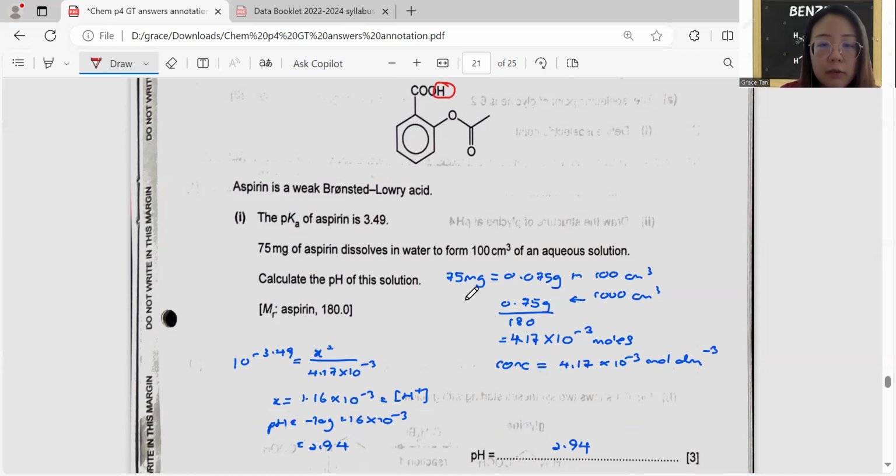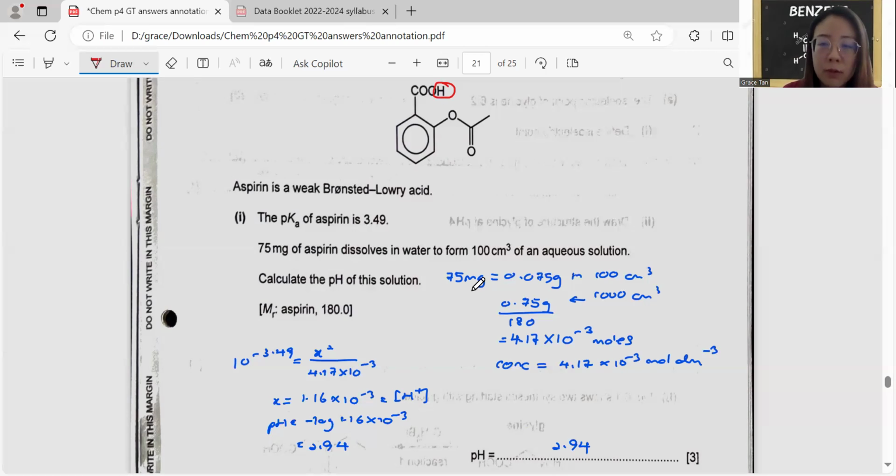So first, 75 milligram is 0.075 gram, and you dissolve it in 100 centimeter cube. I would like to find 1,000 because it's dm cube. 1 dm cube is 1,000 centimeter cube. So 1,000 centimeter cube is 0.75 gram. And I find the number of moles in 0.75 gram, which is 4.17 times 10 to the power negative 3 moles. So this is the moles of aspirin in 1,000 centimeter cube. Therefore, the concentration is also the same, 4.17 times 10 to the power negative 3 mole per dm cube.